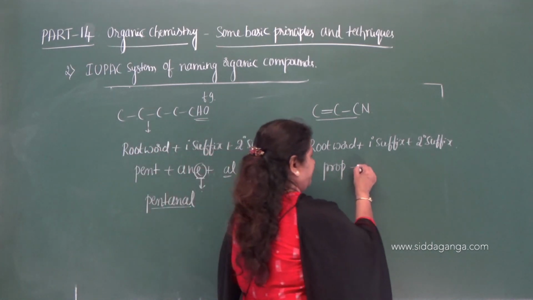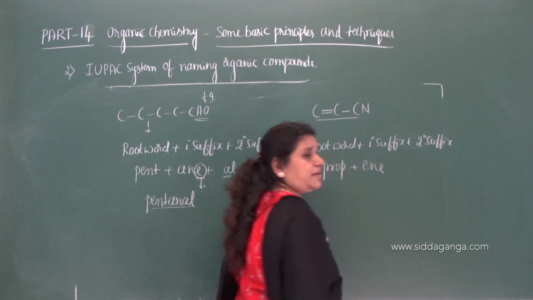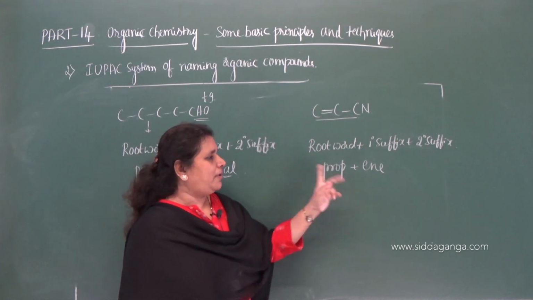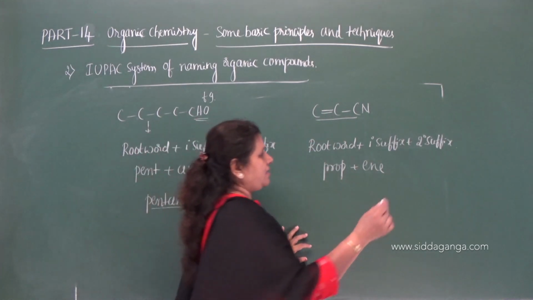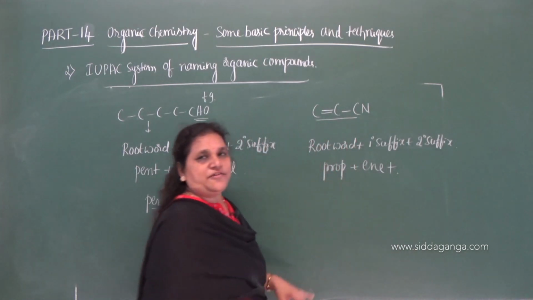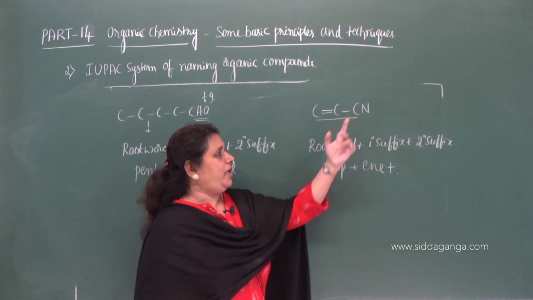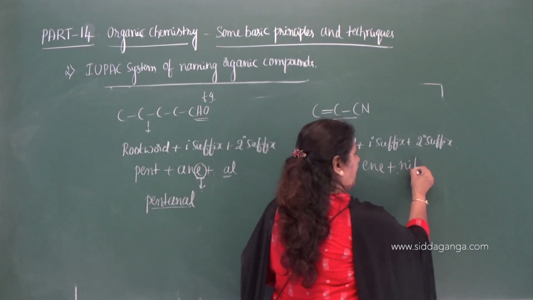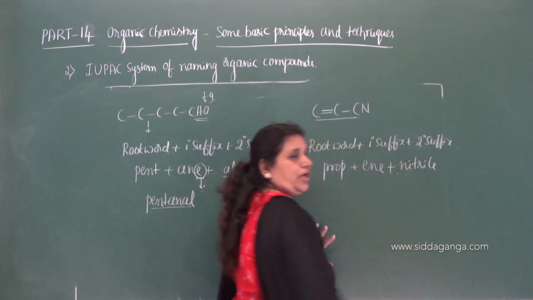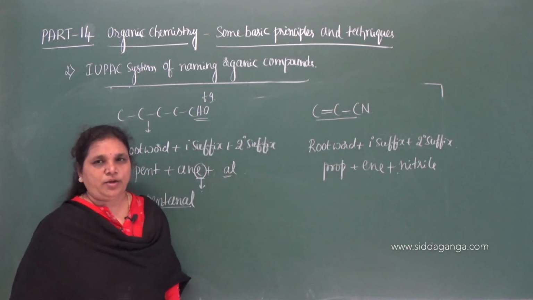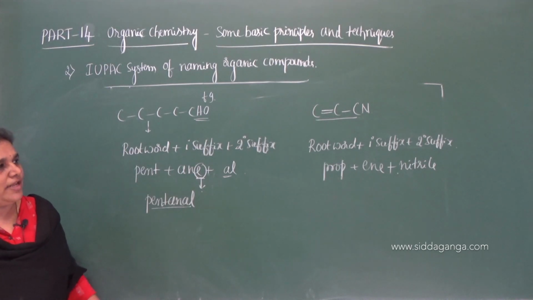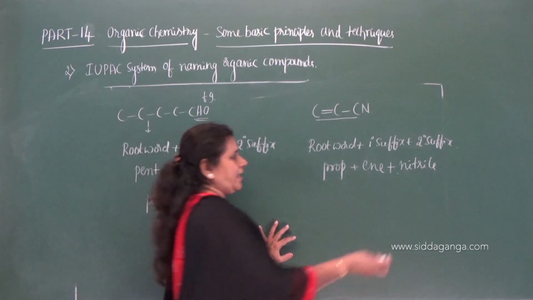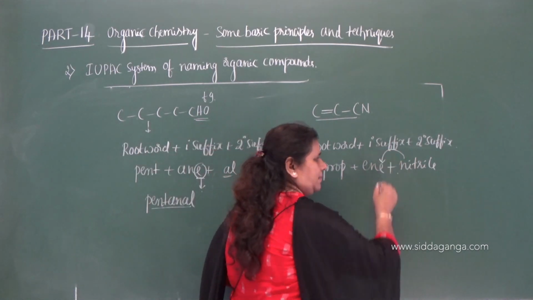What is the primary suffix? Ene is the primary suffix. The reason is there is 1 carbon to carbon double bond. Therefore, ene is the primary suffix. What is the secondary suffix? The functional group here is cyanide. Therefore, the secondary suffix is nitrile. Just look at the table that I have given just now. What is the secondary suffix for a cyanide functional group? It is nitrile. Now you have to add the secondary suffix to the primary suffix.